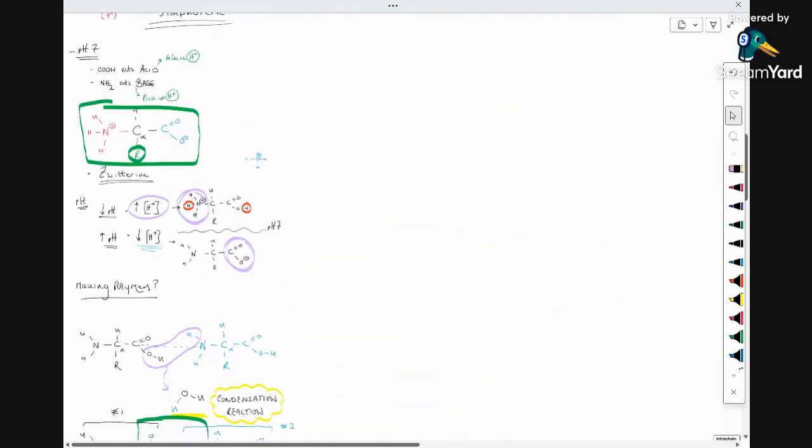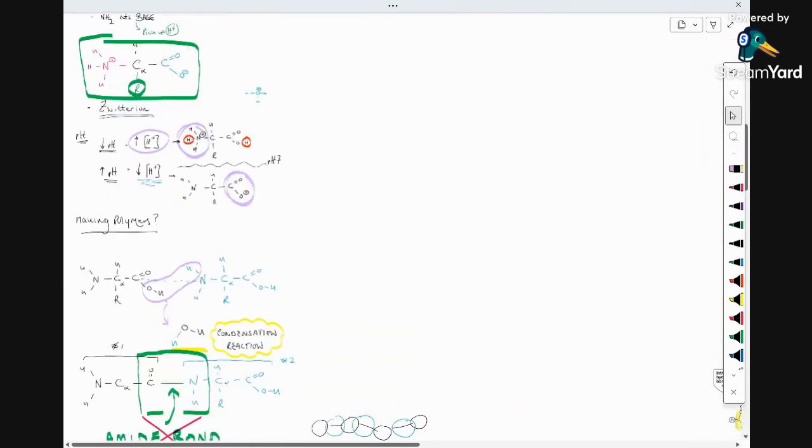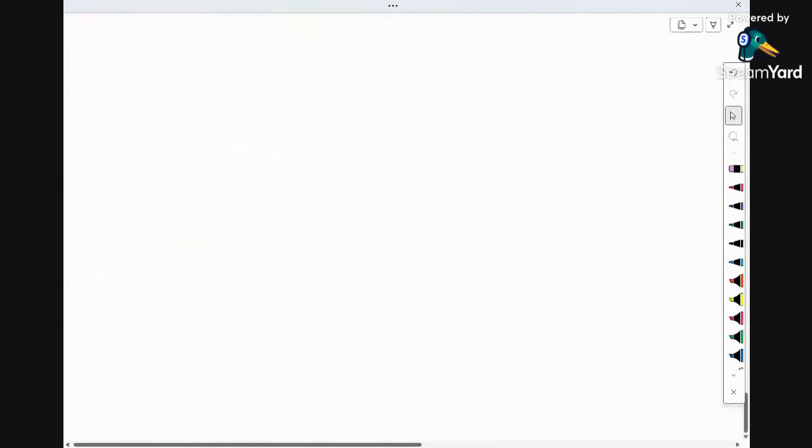So that's the condensation reaction. Just to finish that off, I just want to talk about the peptide bond very briefly. And then we're going to look at some Zwitter ions, just to make the point. So let's just look at the peptide bond.